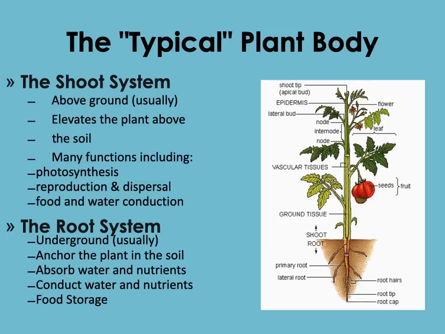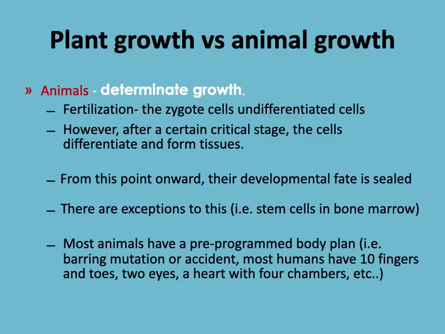While the root system is usually anything that is under the ground that you cannot see. So it anchors the plant in the soil, absorbs water and nutrients, and conducts water and nutrients, and of course it also serves as food storage. An example is a carrot plant.